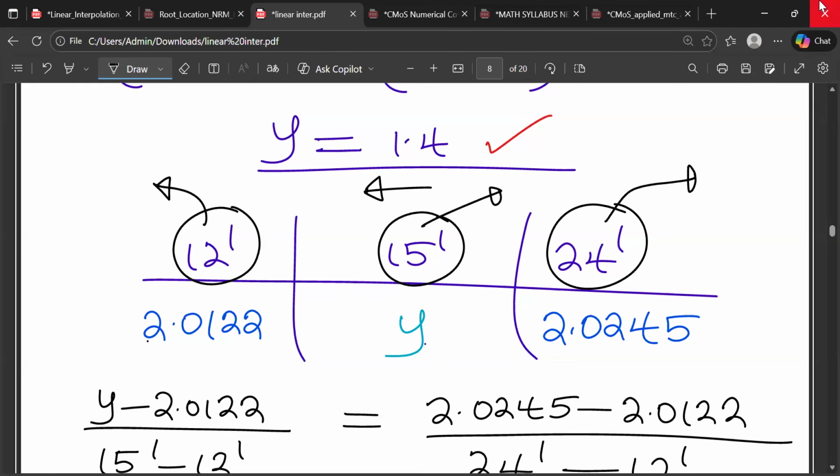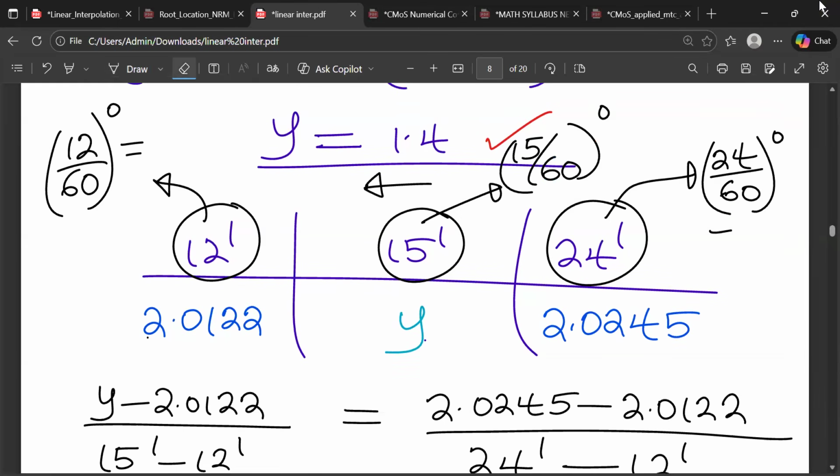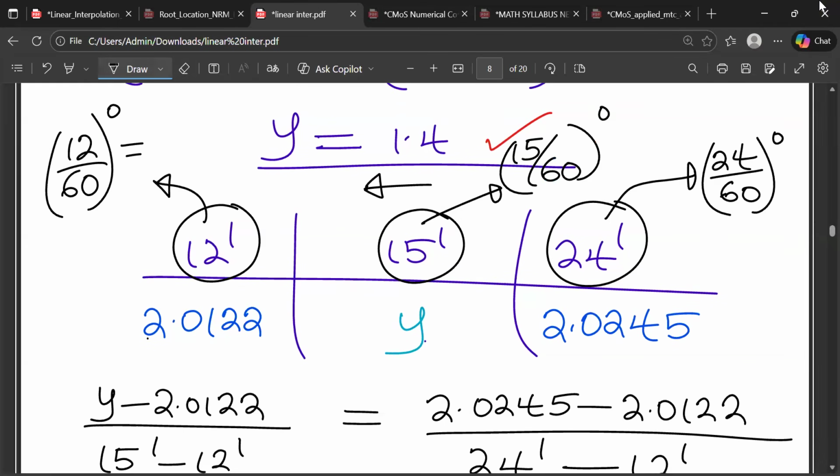So you know that this one will be 12 over 60, and this one's supposed to be degrees. Even this one's 15 over 60, and this one's supposed to be degrees. Even here, 24 over 60, and this one's supposed to be degrees. There are questions that are stubborn. They can give you very weird, different answers. That's why this is a rare case. But you don't need to be worried.